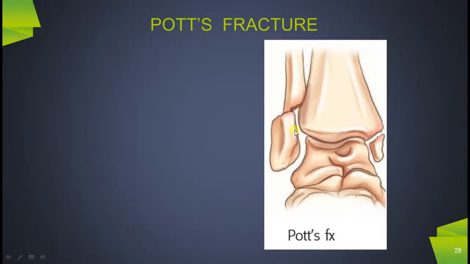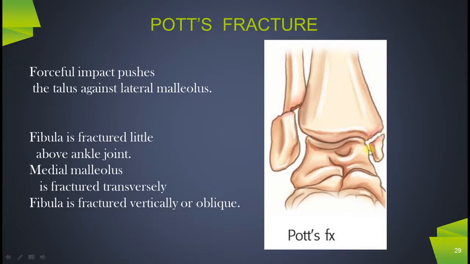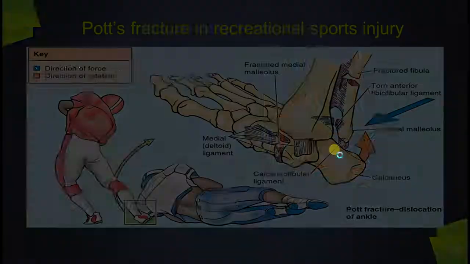Pott's fracture. Any force or impulse which pushes the talus against the lateral malleolus leads to fracture of the fibula and also the medial malleolus. So the fibula is fractured above the ankle joint. It might be a vertical or an oblique fracture, and the medial malleolus is fractured transversely. This type of fracture is actually called the Pott's fracture.